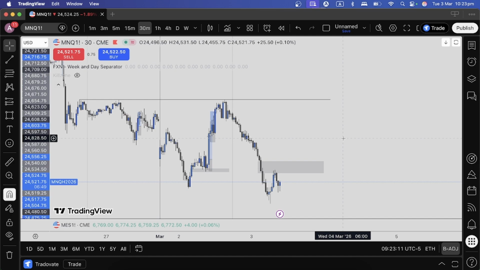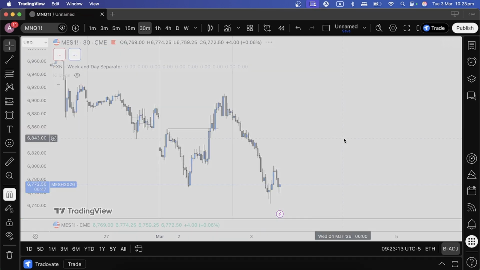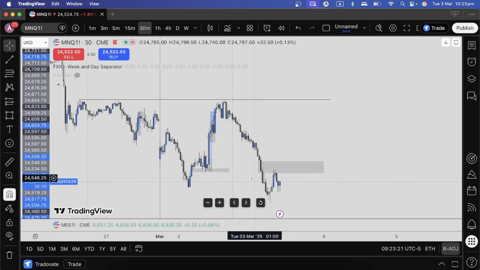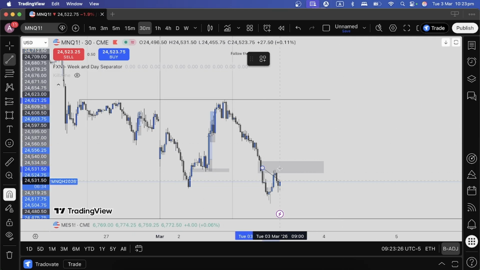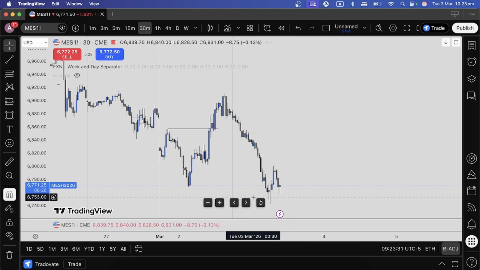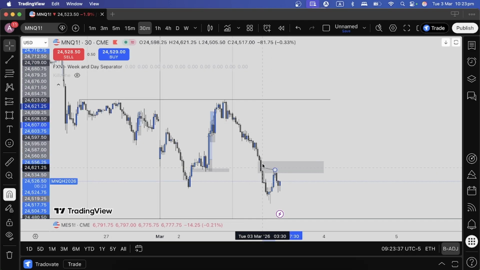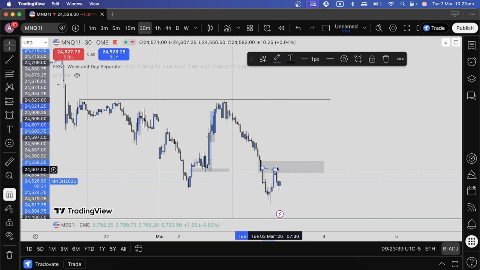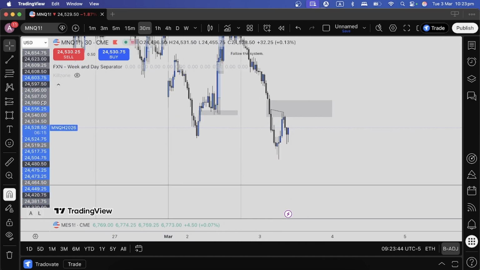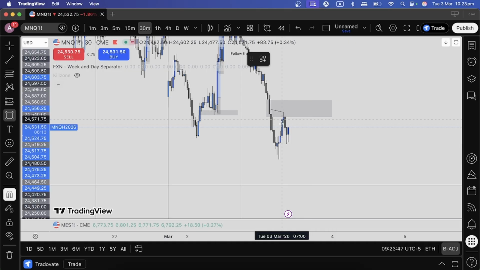Doesn't really look like there's much bullish SMT. We might have a bearish one though. Looks like there's an SMT here, 330 to 730. Yeah, so we do have a bearish SMT as well. And so it is possible for a short here actually.